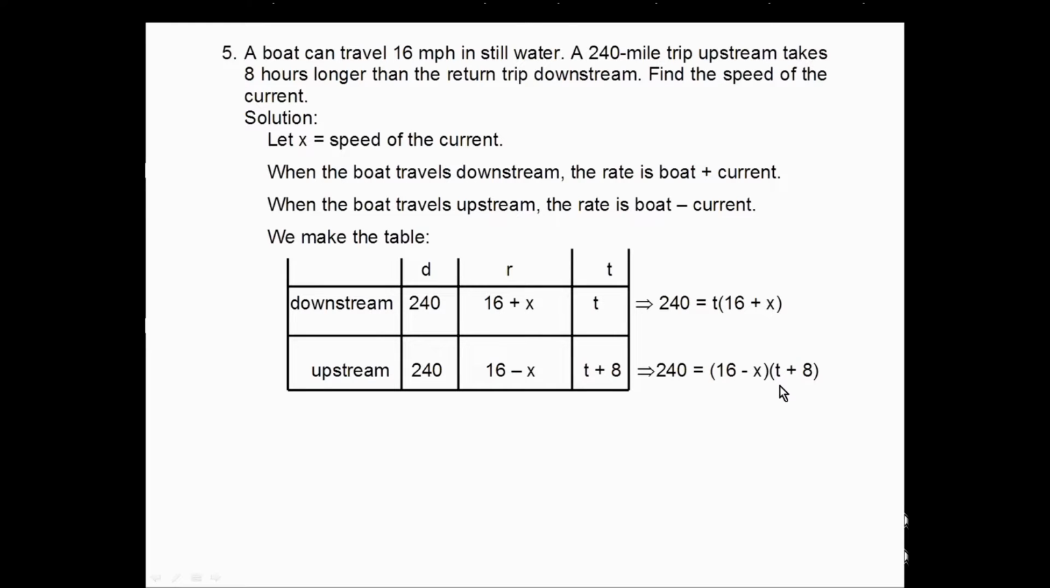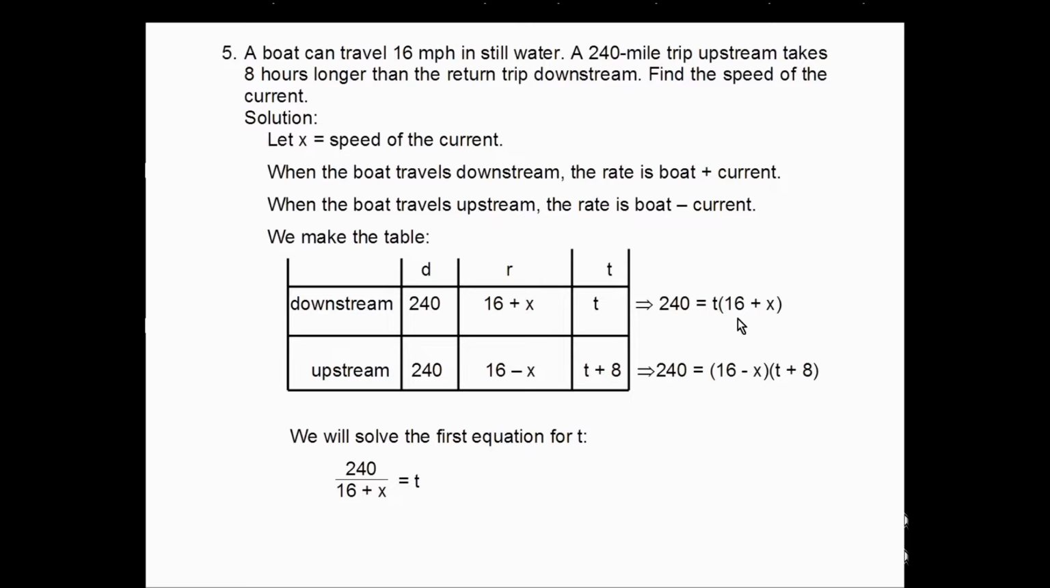So I look at these two equations, and I ask myself, which one of these two equations would be easy to solve for t? Which one would be easy to get t by itself? This one, because this one's got t inside of parentheses, and I'd have to do all kinds of distributing nonsense. So I'm going to take this top equation and solve it for t. I have to divide by 16 plus x. So 240 over 16 plus x is equal to t.